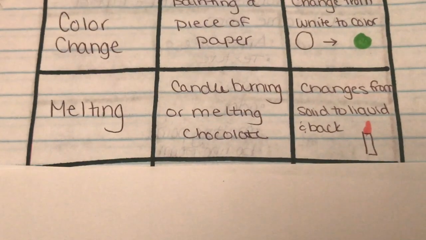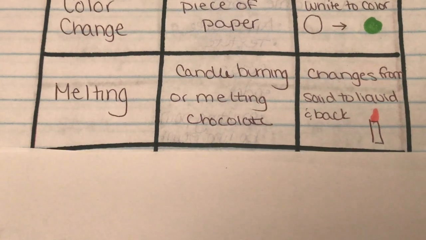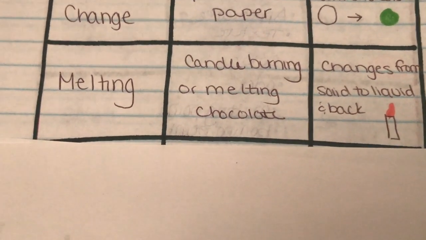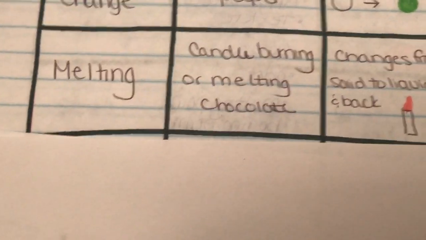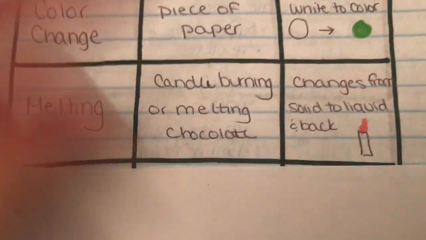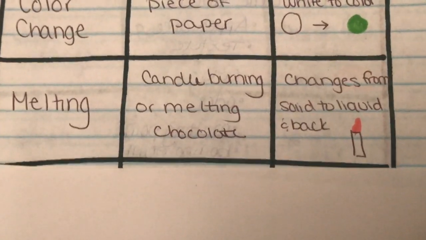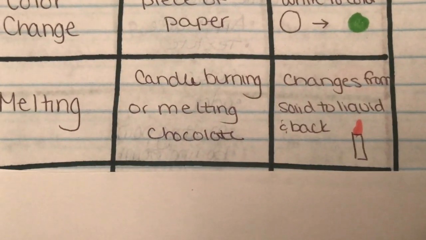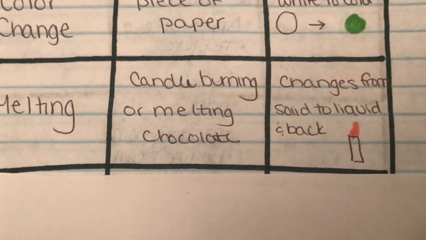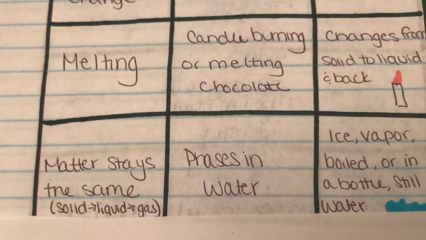If I melt something, that's another example of a physical change. So a candle burning, or if I melt chocolate, it can change from a solid to a liquid, and then it'll go back to a solid if I cool it back down. So it is a reversible thing that'll happen. After you blow out your candle, you have your liquid wax, and it ends up hardening back again into a solid state after it cools back down. So it is reversible.